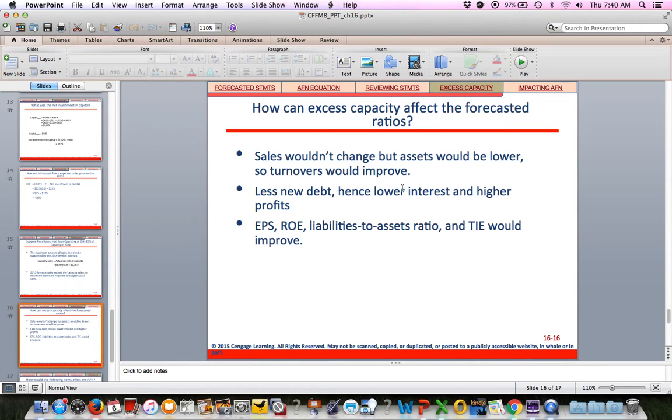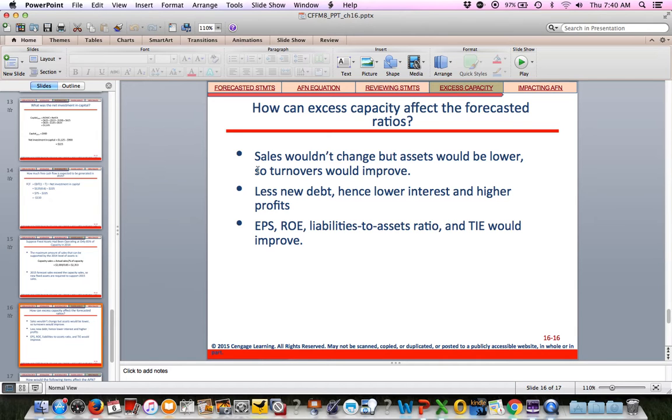How can excess capacity affect the forecasted ratios? Sales wouldn't change, but assets would be lower and turnovers would improve. Less new debt, hence lower interest and higher profits. Because we have less interest expense, profits go up. Earnings per share, ROE, liabilities to asset ratio, and times interest earned would improve.